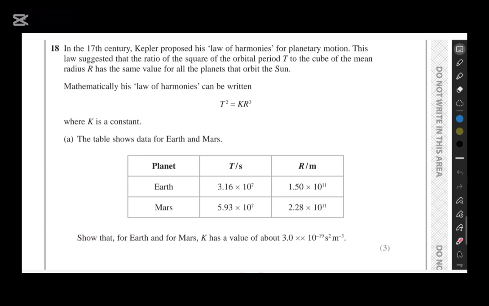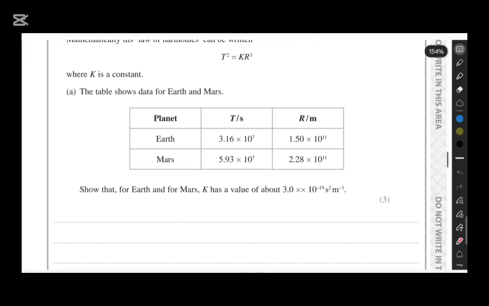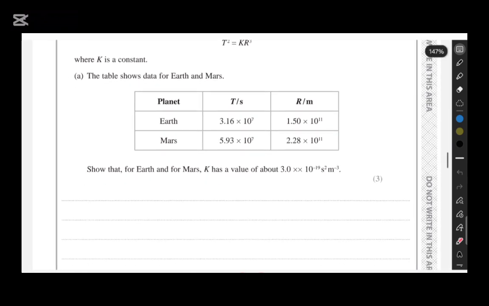Okay, and we've actually proved this before as well. Then it says the table shows data for Earth and Mars. Show that for Earth and for Mars, k has a value of 3 times 10 to the power of minus 19 per second squared per meter cubed.